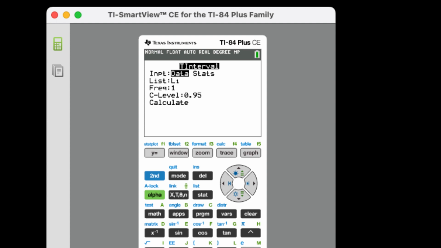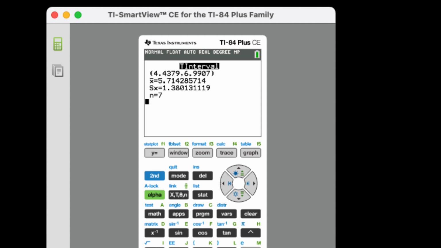I can do this with data, but what list does it go to and use? L1. Is this a 95% confidence? Yes. So I could do this after I just hit the data in L1. I don't have to get the mean and standard deviation. I just tell it, go to L1 and calculate, and what should you get?